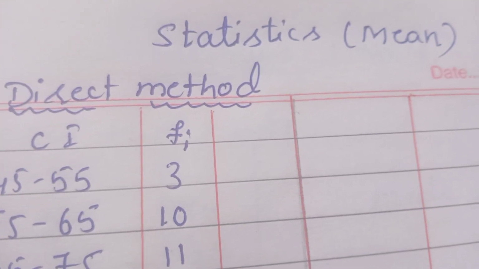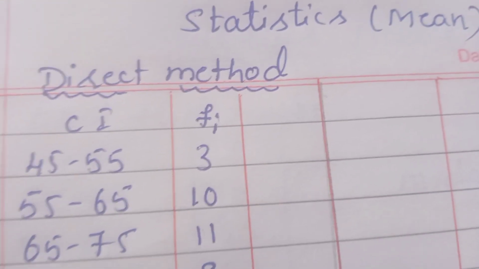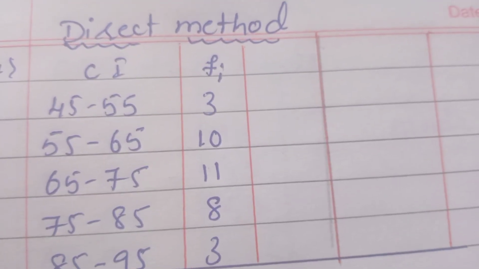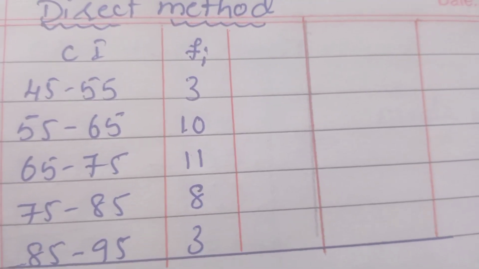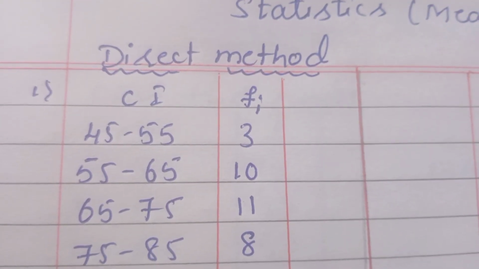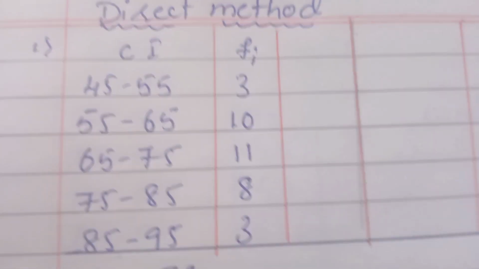10th standard statistics, mean. To find the mean, there are three methods: direct method, assumed mean method and step deviation method. Now, first we will discuss the direct method.